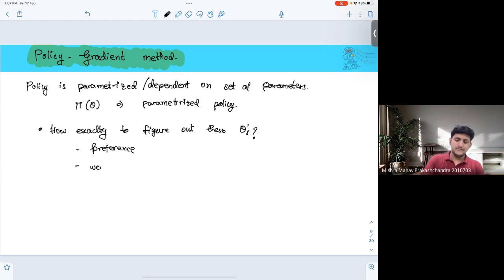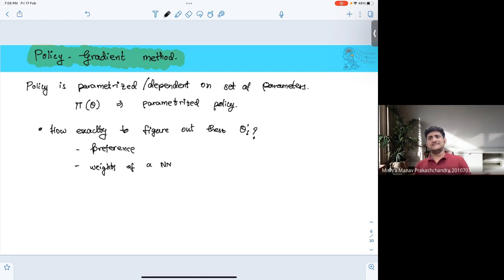Secondly, it could be the weights of a neural network. When we eventually go to deep RL, we want these theta parameters to be approximated by a neural network. This is another way to parameterize my policy. If I learn the weights of the neural network, that defines the parameterized policy. All I need to do is a feed forward propagation and I get my state to action mapping. So these are two methods.